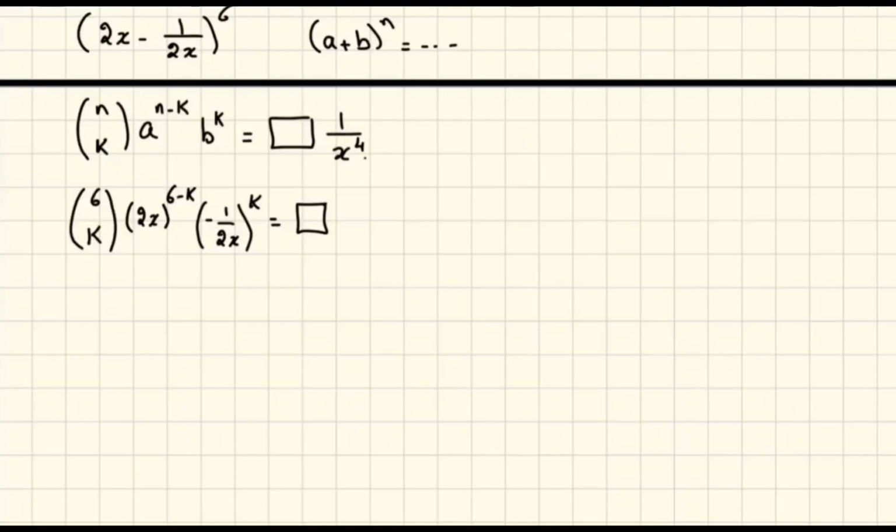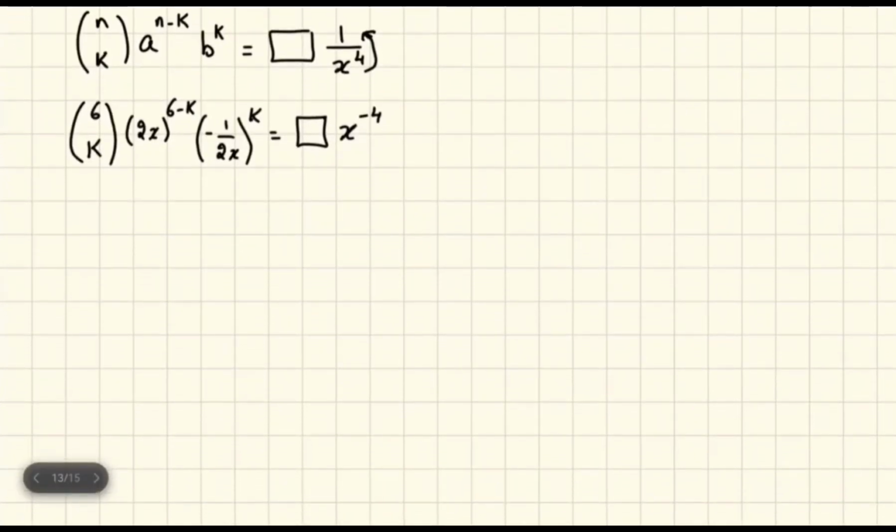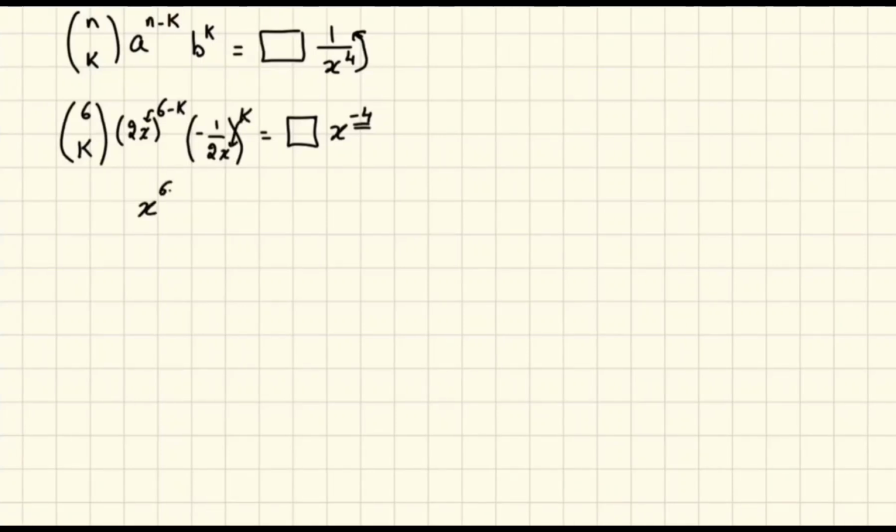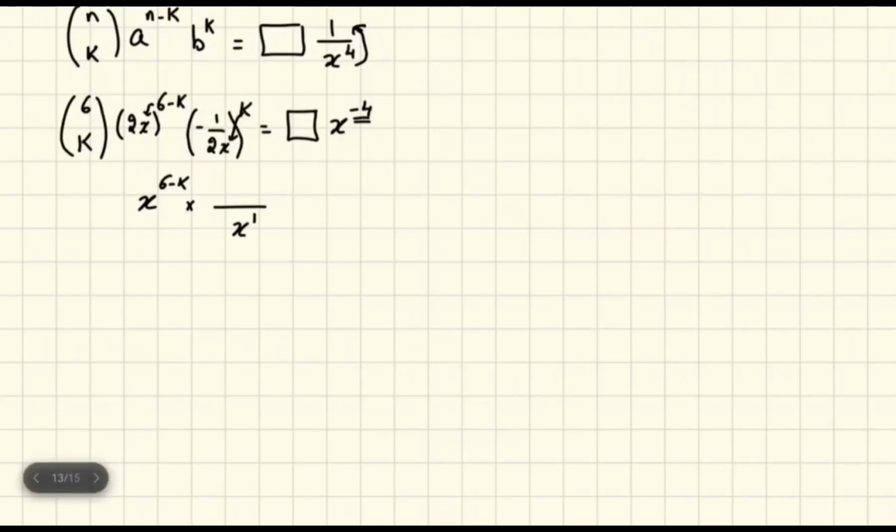However, it's hard for us to work with fractions, so we're going to take the x exponent 4 up, and it becomes 1 over x exponent 4 becomes x exponent negative 4. Now, my aim is to look for k. Since I know the exponent of x, we're going to look only for the x's on the left side. So x exponent 6 minus k multiplied by whatever we have in the numerator. I don't care about it. I only care about the x. And I know when I simplify these x's, they will be x exponent minus 4.